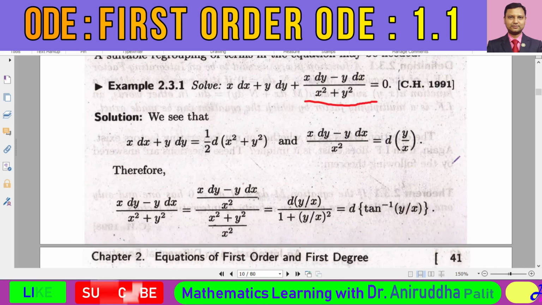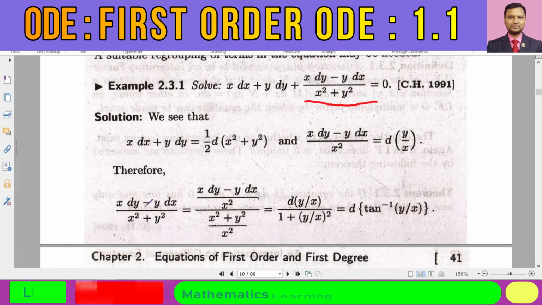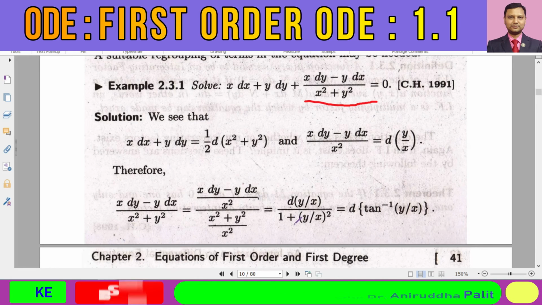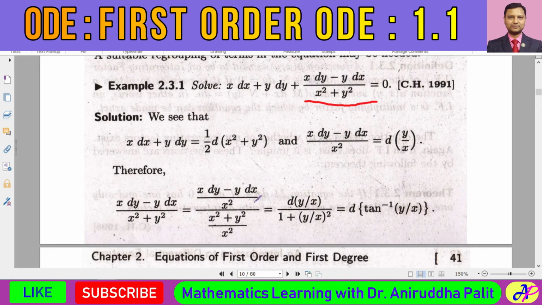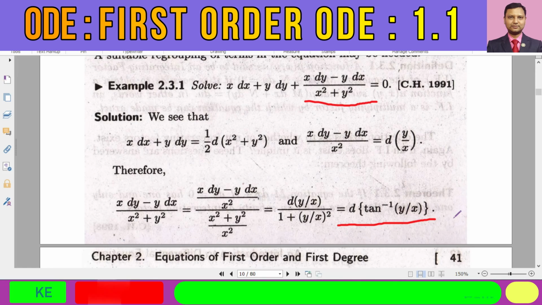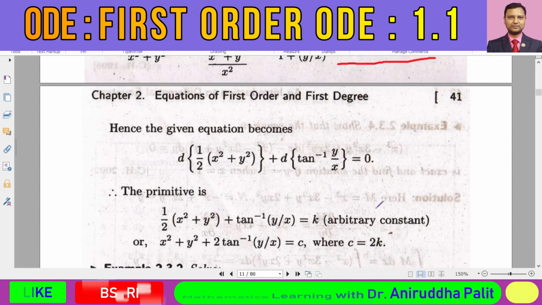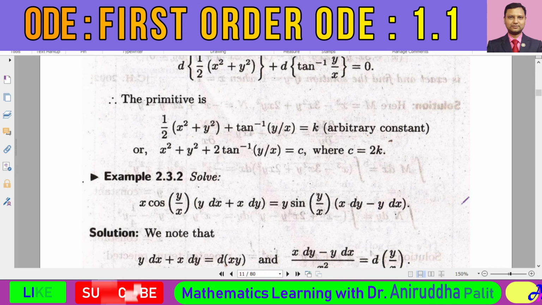x dy minus y dx divided by x square plus y square. Now numerator and denominator can be divided by x square. So after some manipulation, this expression can be written as the differential of tan inverse of y by x. So in this case, the equation is easy to integrate.